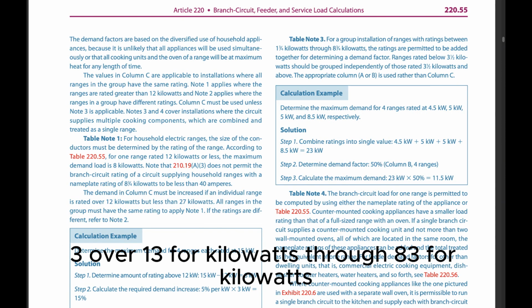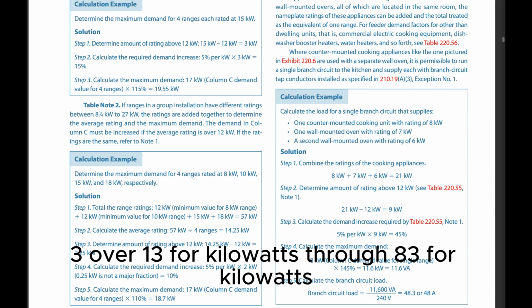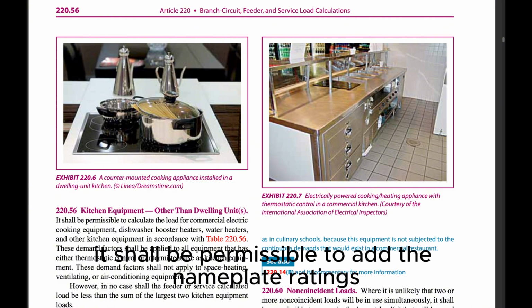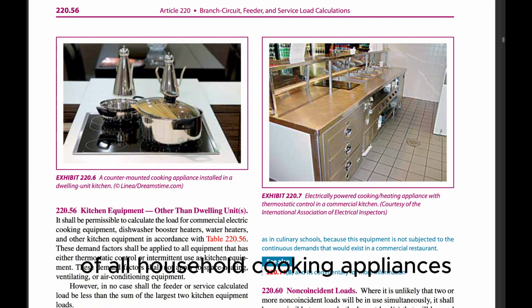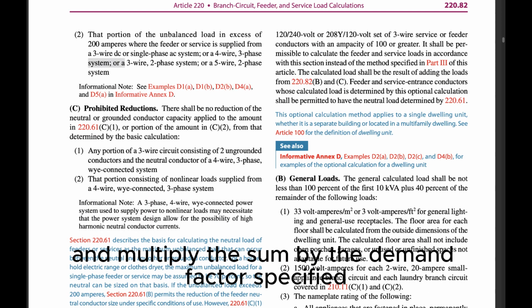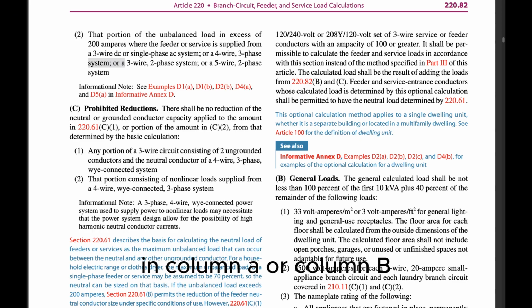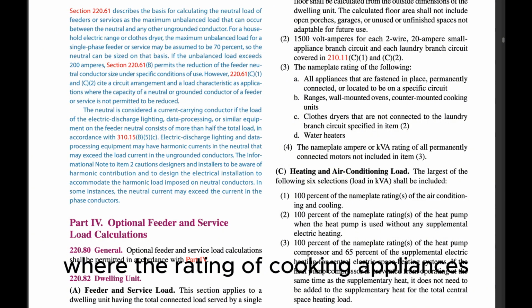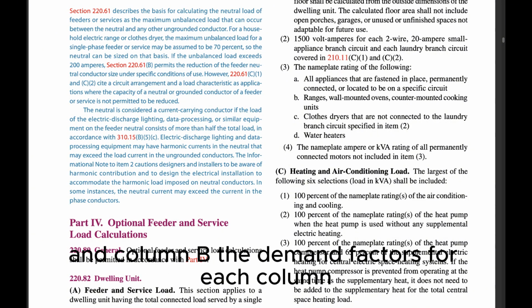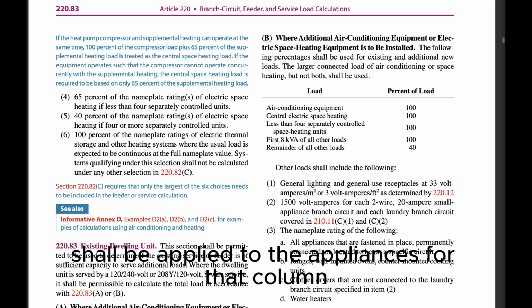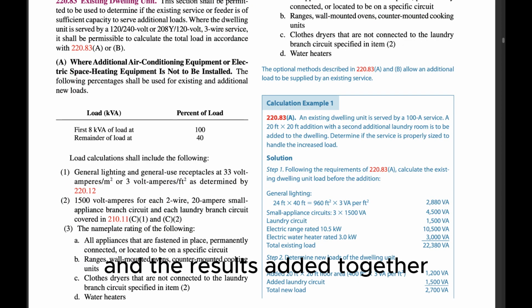3. Over 1 3/4 kilowatts through 8 3/4 kilowatts. In lieu of the method provided in column C, it shall be permissible to add the nameplate ratings of all household cooking appliances rated more than 1 3/4 kilowatts but not more than 8 3/4 kilowatts and multiply the sum by the demand factors specified in column A or column B for the given number of appliances. Where the rating of cooking appliances falls under both column A and column B, the demand factors for each column shall be applied to the appliances for that column, and the results added together.